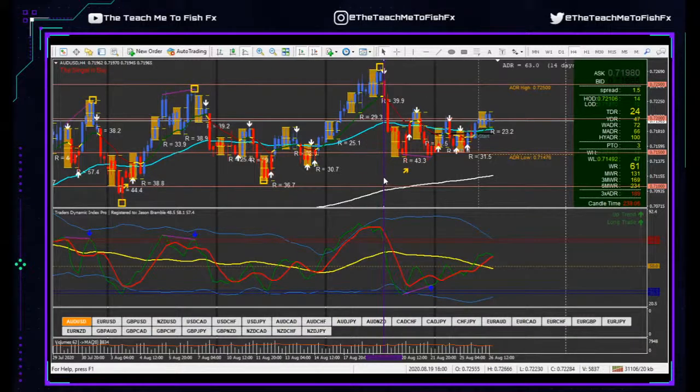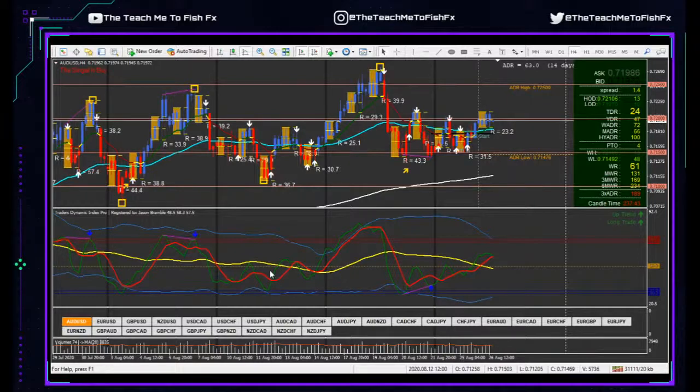Again, do your own analysis. This is for educational purposes only. However, this is a banking system, as long as you know what to look for. So here we are on AUD USD. I'm gonna make this quick.